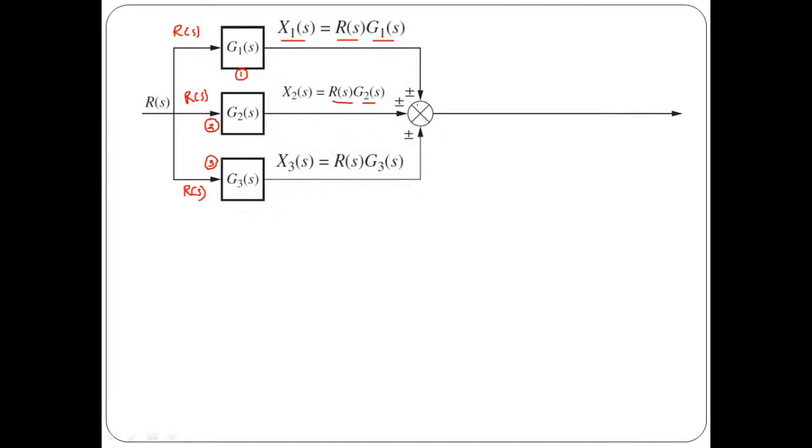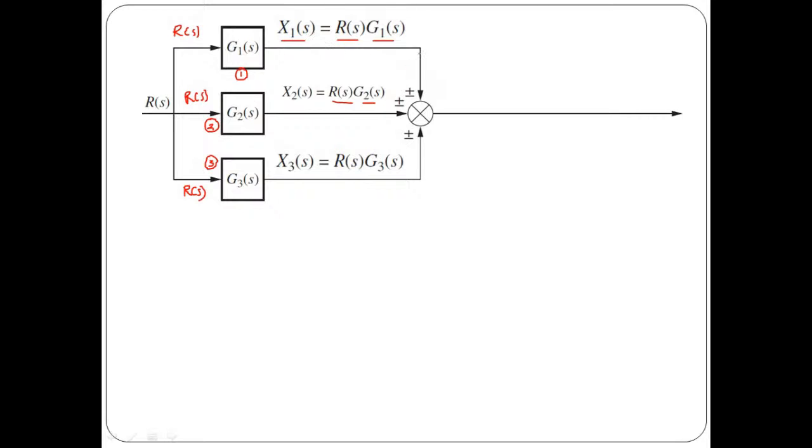Now here we have connected a summing point, and I told you that a summing point is basically used to add or subtract the signals which are coming in as input at that particular point. So with respect to this summing point, here we have three signals.